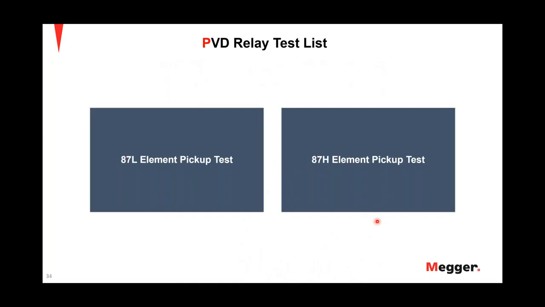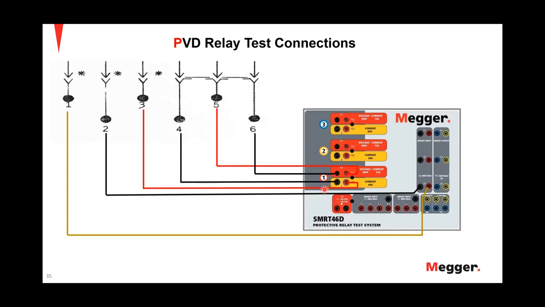So here are a couple of tests that we need to perform to be able to validate those two units that we just discussed. Here is the 87L element pickup test. The second one is the 87H element pickup test. Now we'll talk about test connections.